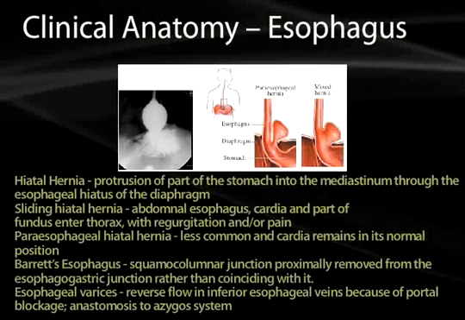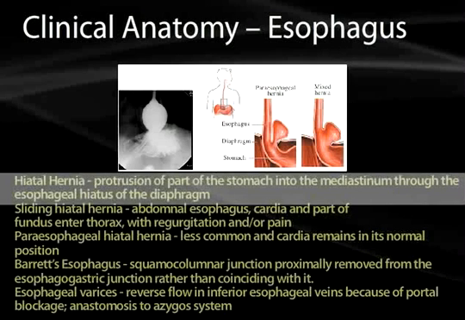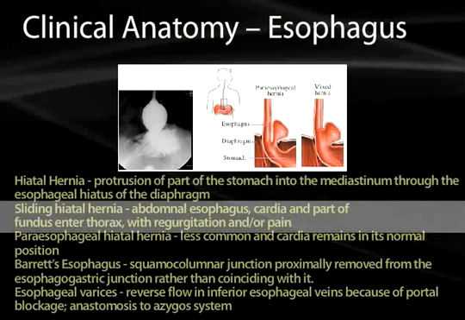Clinical anatomy of the esophagus is something you'll want to be familiar with because of the herniations that occur through the esophagus or from the esophagus. There's a couple different types. There's a hiatal hernia, which is a protrusion of the stomach into the mediastinum through the esophageal hiatus. And then there are sliding hiatal hernias, which involve the abdominal esophagus and cardia being distended, and a portion of the fundus will enter the thorax with regurgitation and/or associated pain.